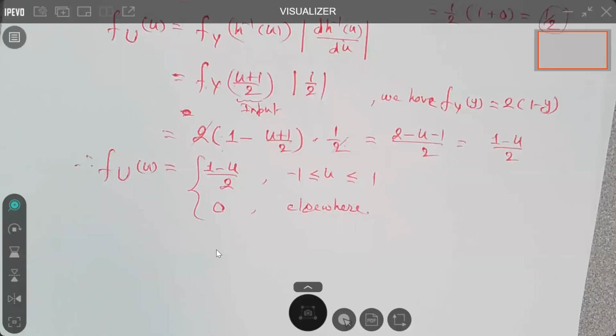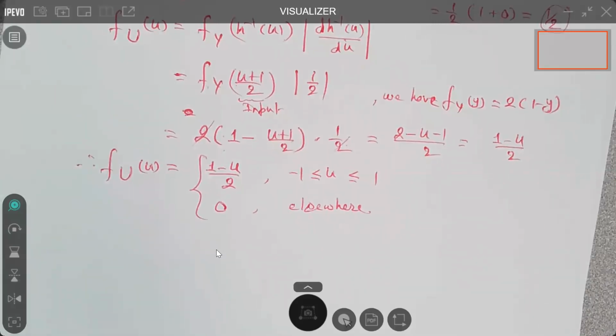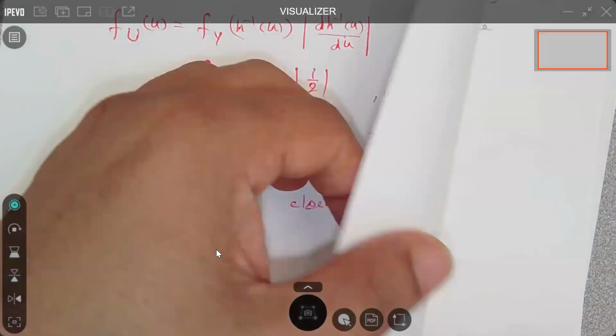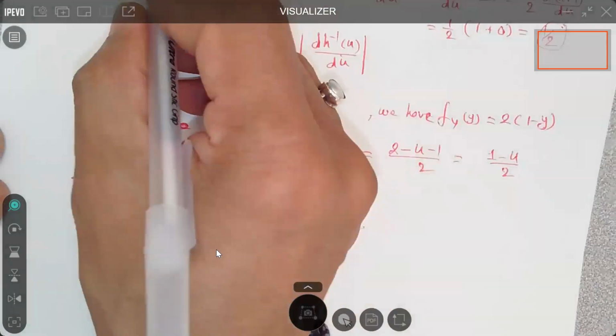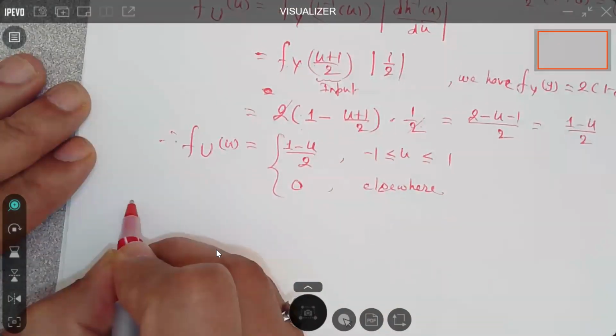Did you get it? Hey Autumn, did you understand? Yes, I understand that part. Okay, let's do the one last problem, okay? One last one. Let me do this one here, part C. Part C, yes.